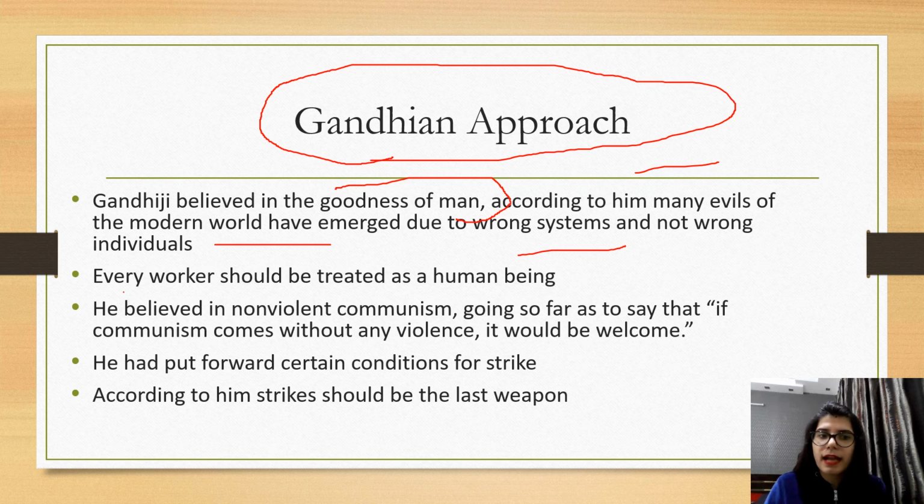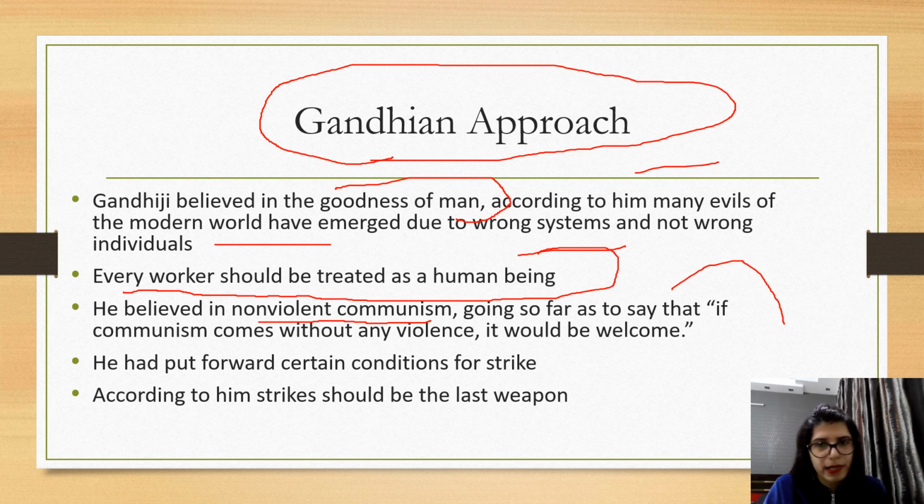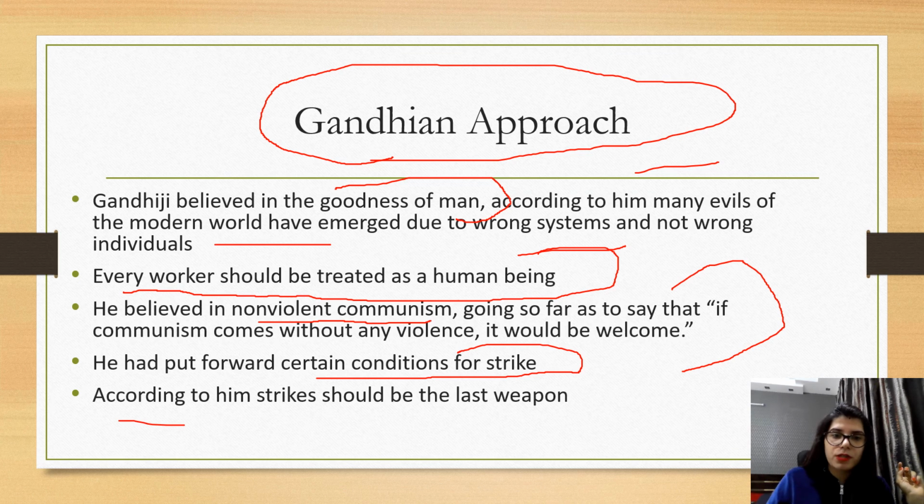He told that every worker should be treated as a human being, and he believed in non-violent communism. Obviously, देखिए, non-violence में गांधी believe करते थे, ठीक है. He said that yes, strike should be supported, but under certain conditions, and strike should be the last weapon. पहले हमें नॉन वायलेंस से चीजें रिजॉल्व करनी चाहिए, और स्ट्राइक लास्ट थिंग होनी चाहिए. And there should be certain conditions for a strike, and according to him strike should be the last weapon.